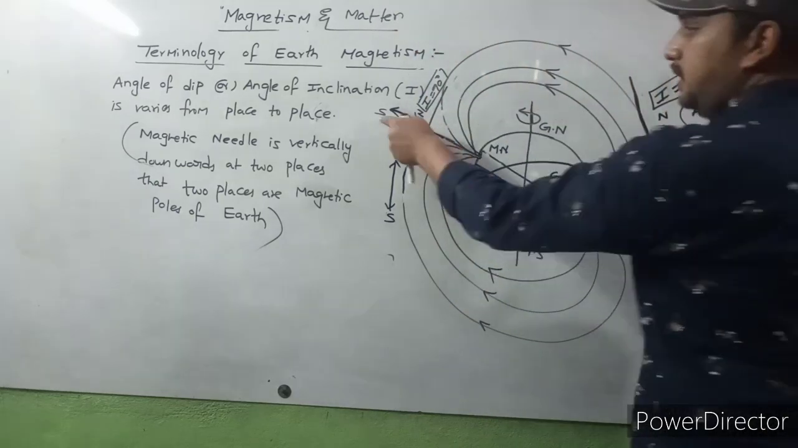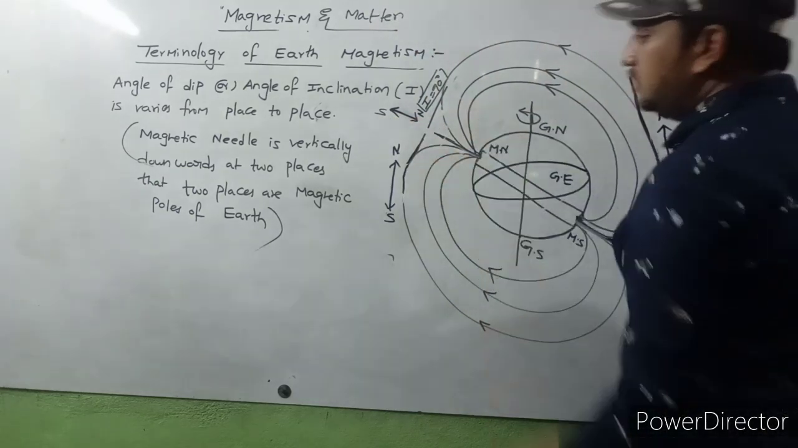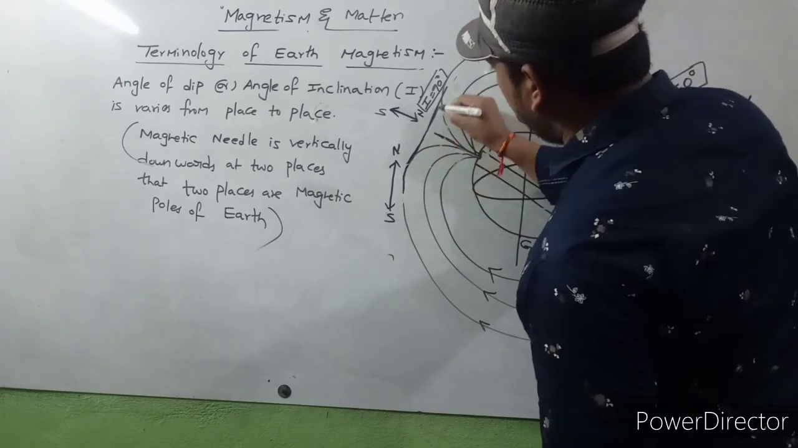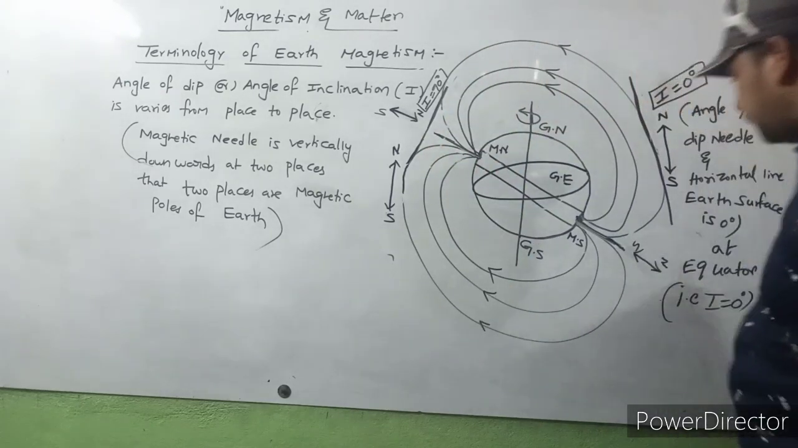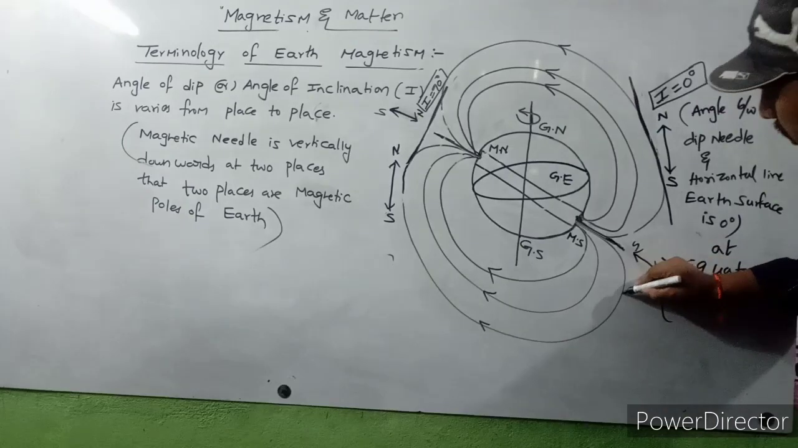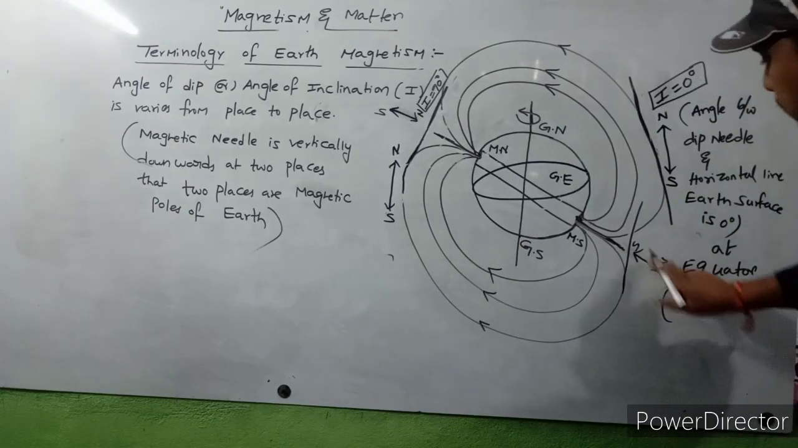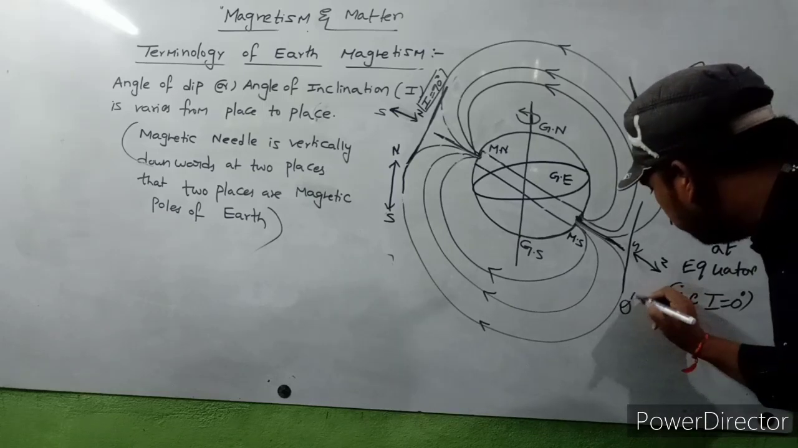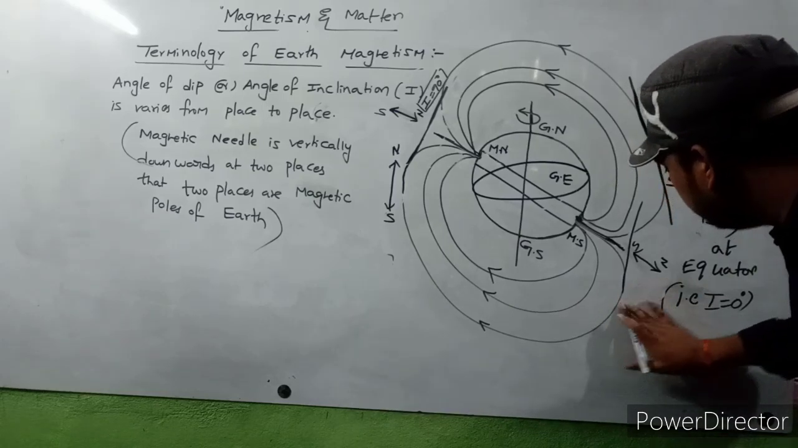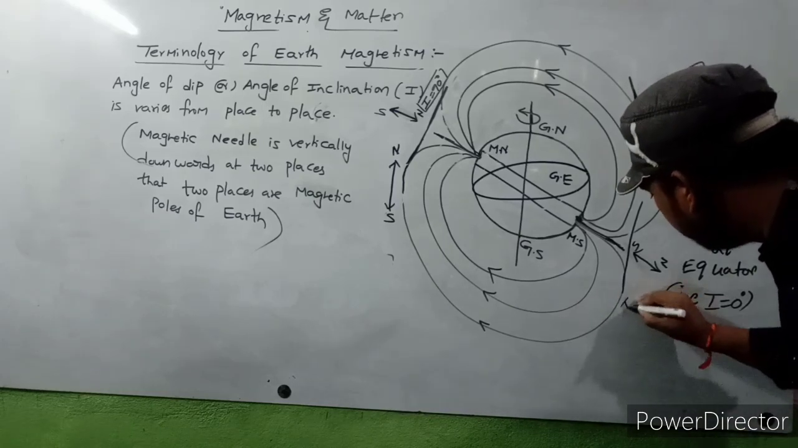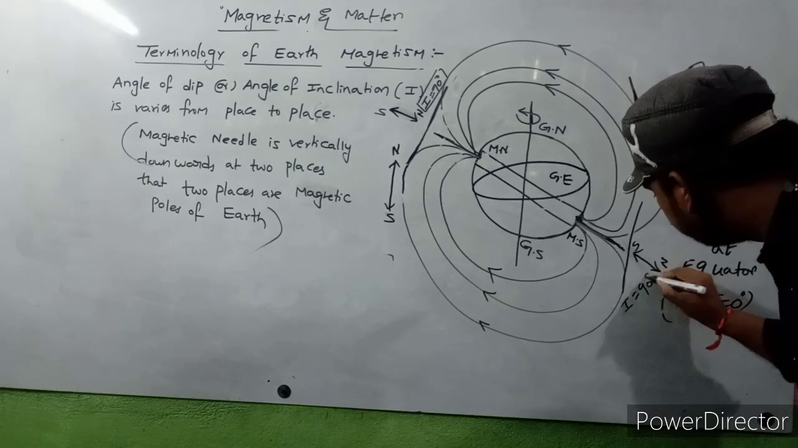Okay, this is a dip needle, and this is a horizontal surface. If you draw a horizontal line here, this is a horizontal line. So the angle between the dip needle and the horizontal surface, theta, is nothing but the angle of inclination, that is indicated with I. I is equal to 90 degrees.